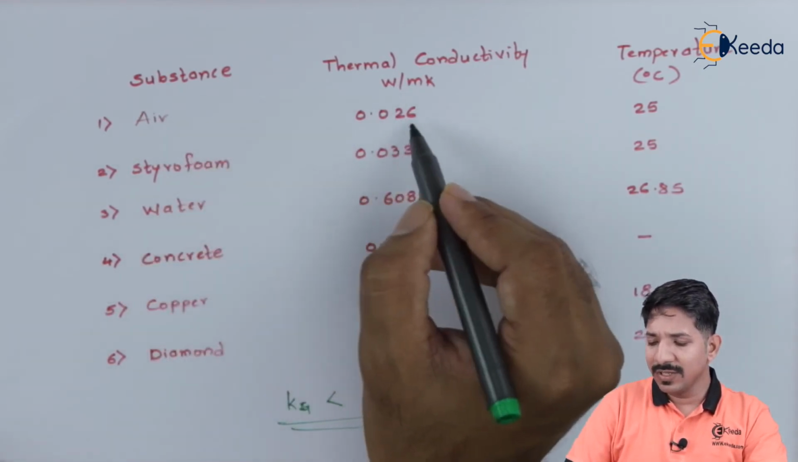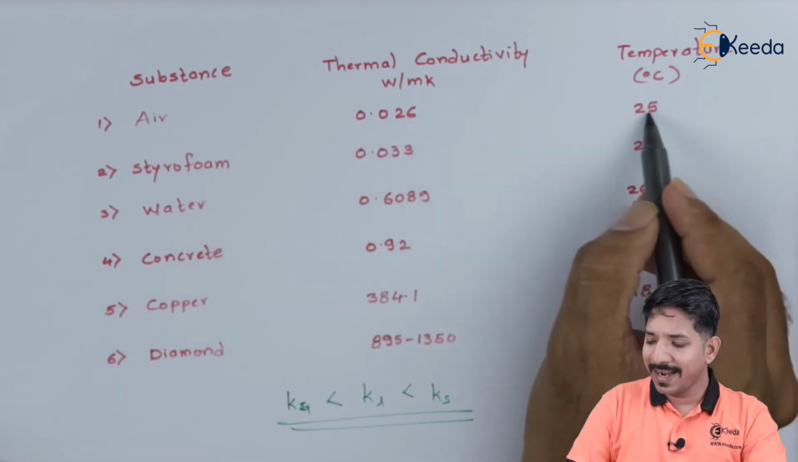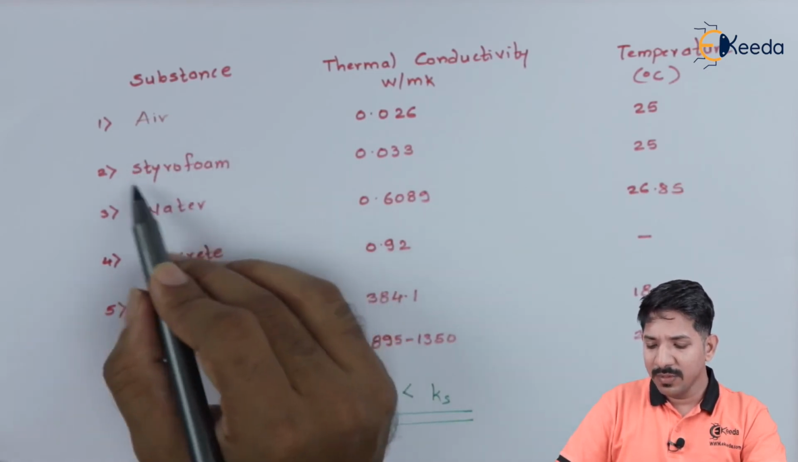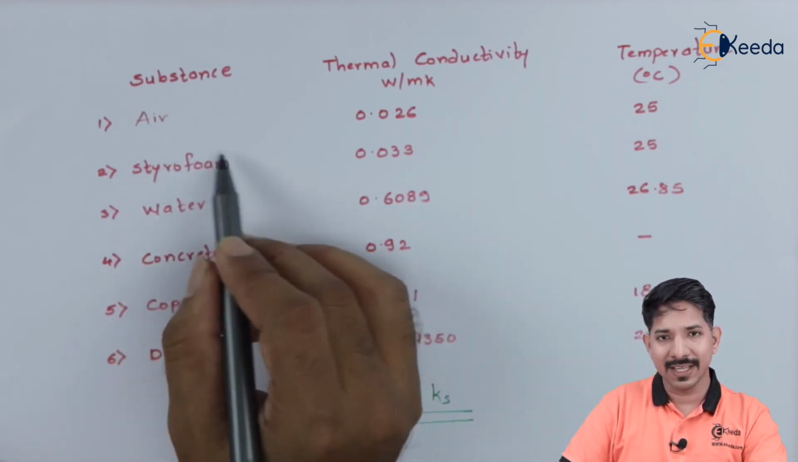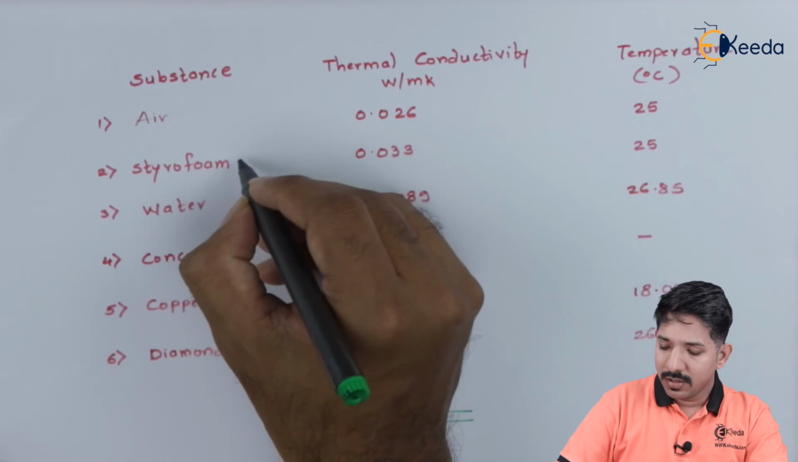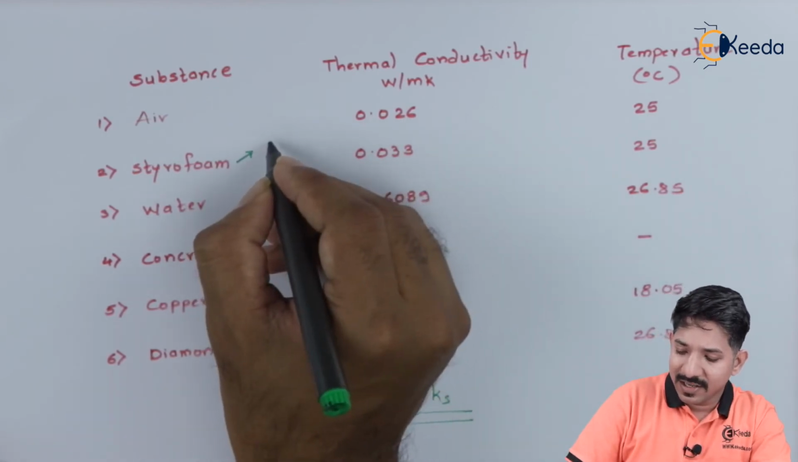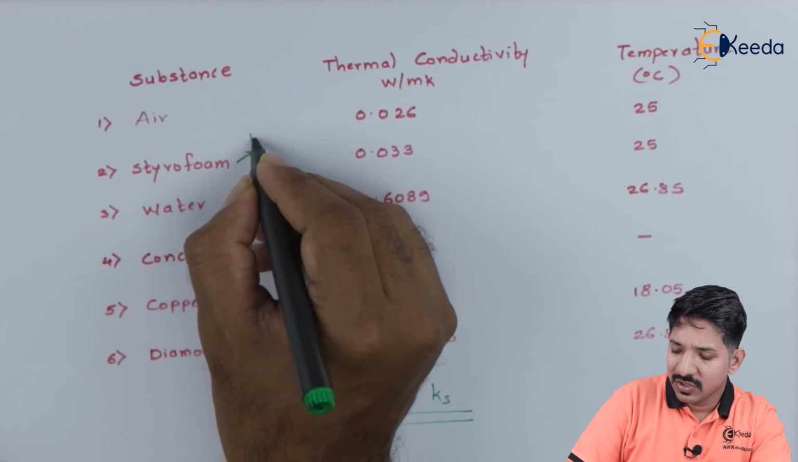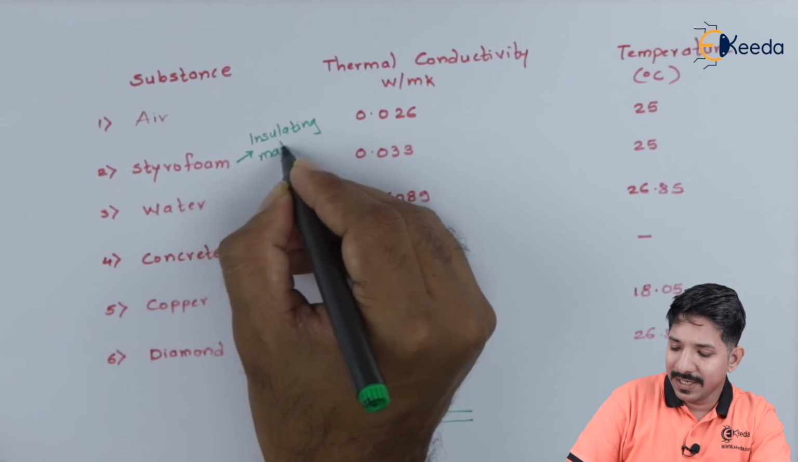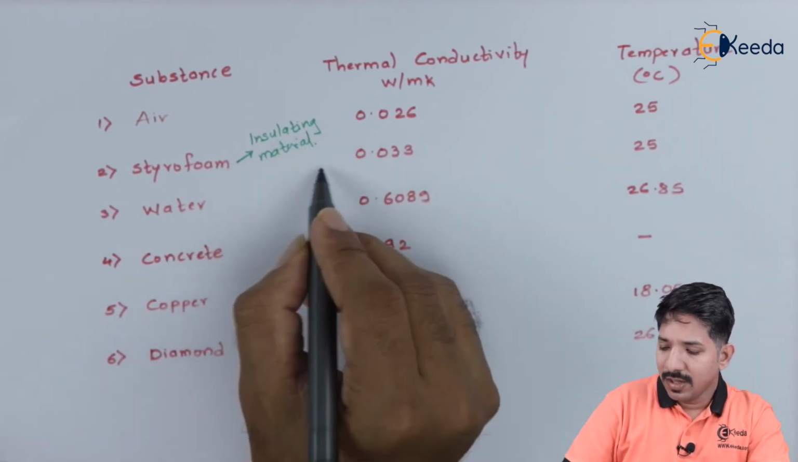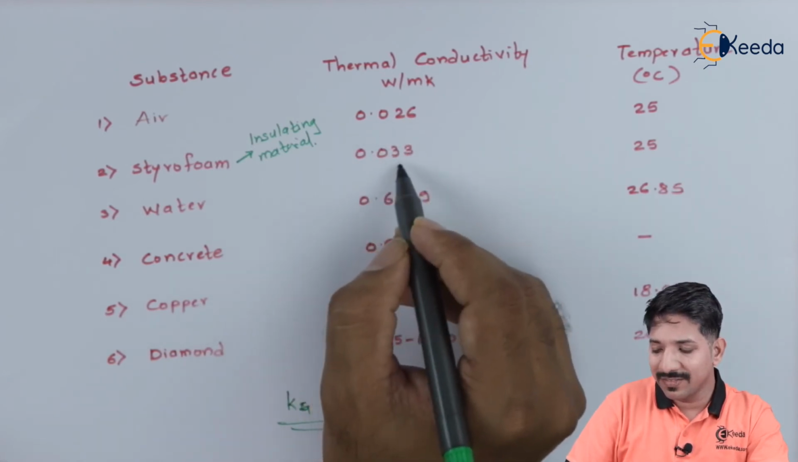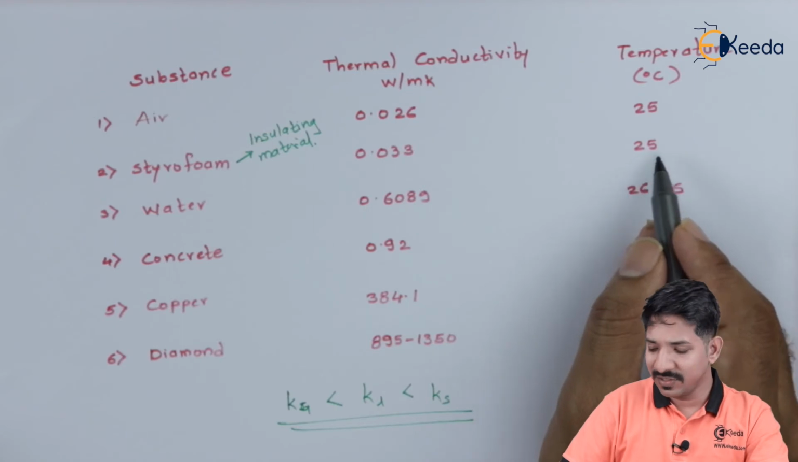So for air, the value is approximately 0.026 at room temperature, that is 25 degrees. For styrofoam, this is a foam, simply some sort of insulating material. This is used in most of, let's say, the refrigeration industry for the sake of insulation. Again, you can see the value is quite close to that of air. It's very low, that is 0.033. Again, room temperature we have considered.